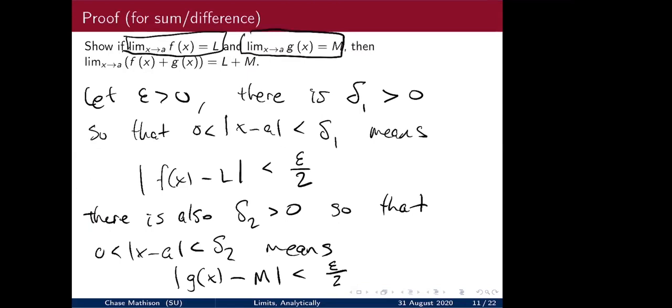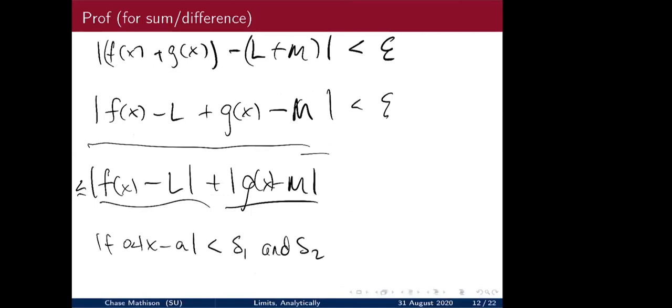If I said here, if x minus a is less than delta 1, then f of x minus L is less than epsilon over 2. And same way, if x minus a is less than delta 2, then g of x minus m is less than epsilon over 2. So if x minus a is less than delta 1 and delta 2, and it's positive, then that tells us that this is less than epsilon over 2 plus epsilon over 2, which is indeed epsilon. Okay?